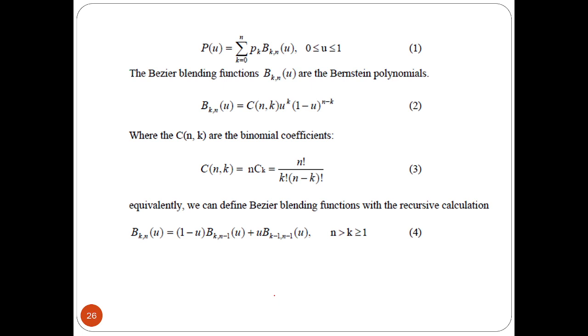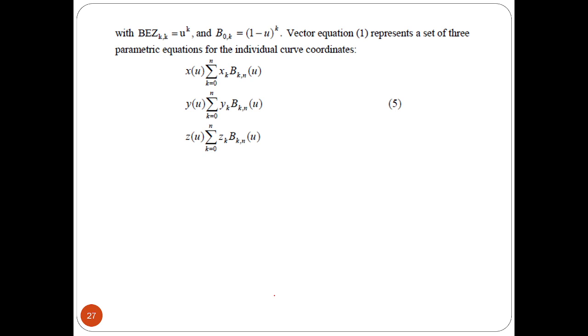Equivalently, we can define the Bezier blending functions with the recursive calculation: Bk,n of u equals 1 minus u times Bk,n minus 1 of u plus u times Bk minus 1,n minus 1 of u, for n greater than k greater than or equal to 1, with B k,k equal to u to the power k and B0,k equal to 1 minus u to the power k.